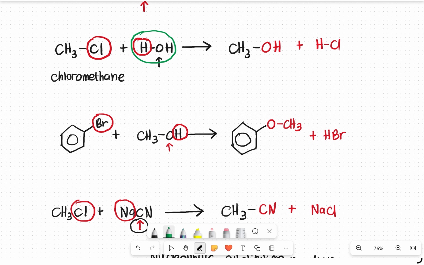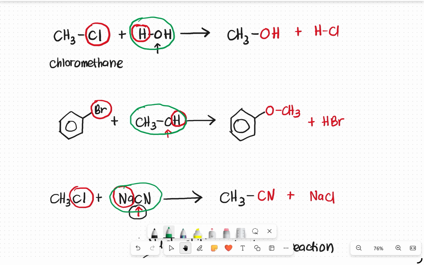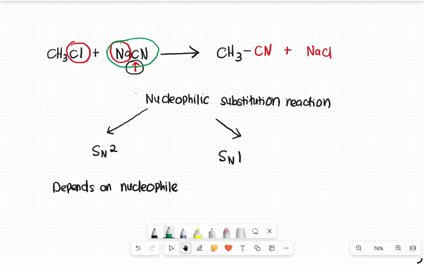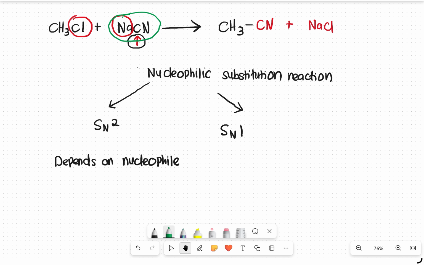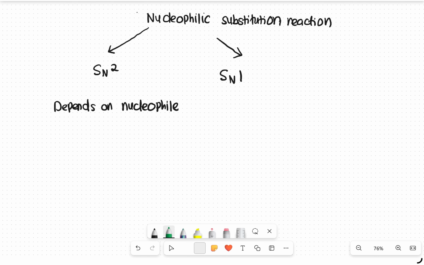Alcohol, for example methanol, is a nucleophile. Sodium cyanide, nucleophile. So all of these are nucleophiles, but these nucleophiles fall under different categories. So whether the reaction undergoes SN2 or SN1 depends on the type of nucleophile.